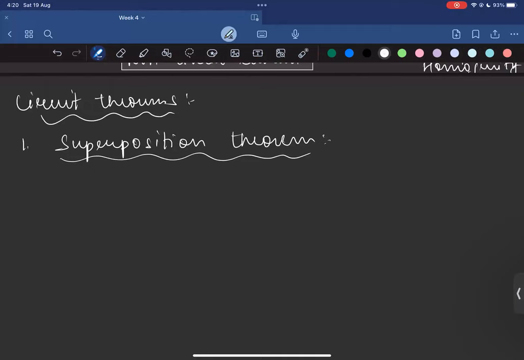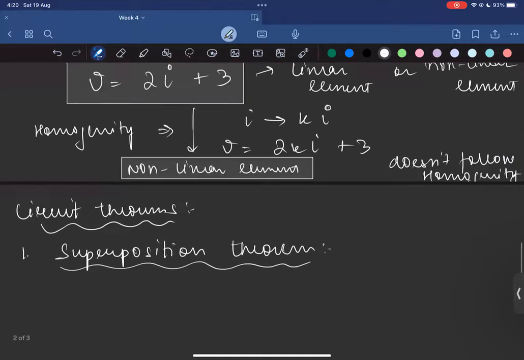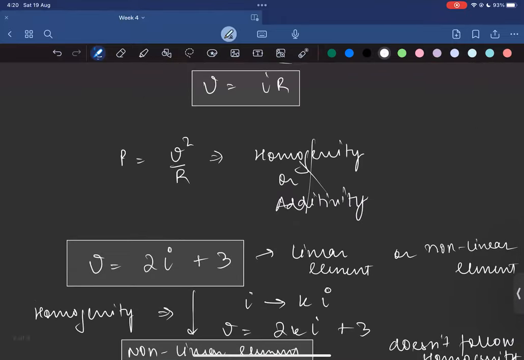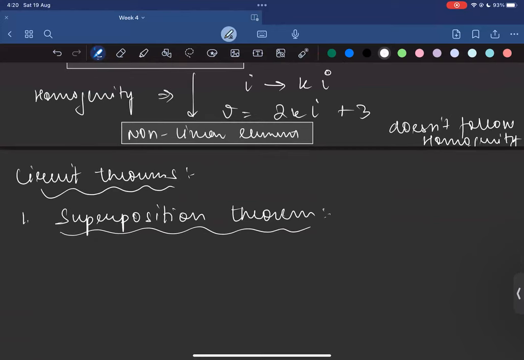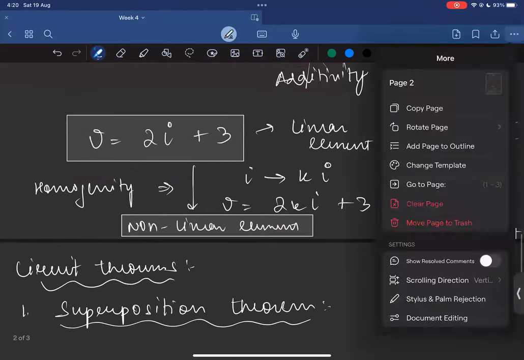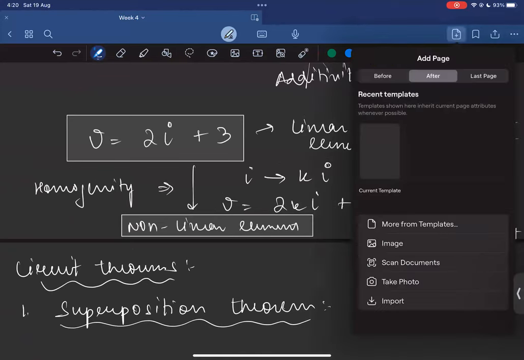In the superposition theorem, it is stated that in a linear circuit with more than one source, the total current or voltage due to all the sources will be the algebraic sum of the voltages or currents due to individual sources, replacing other sources by their internal resistance.